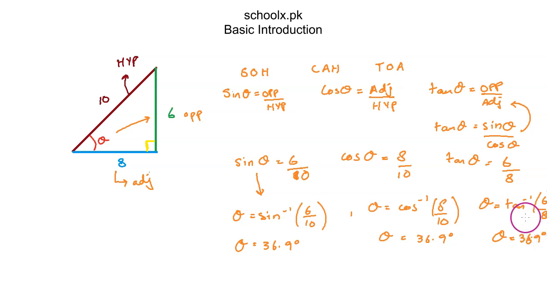Alright. Now what if I had a different angle? I don't have theta. Let's say I wanted to find the sine, cos and tan of this angle alpha. So the rule is the same. We'll follow SOH CAH TOA. But for this alpha, this will be the opposite side. Hypotenuse will remain the same because hypotenuse is opposite the 90-degree angle, and this side for alpha will be adjacent.